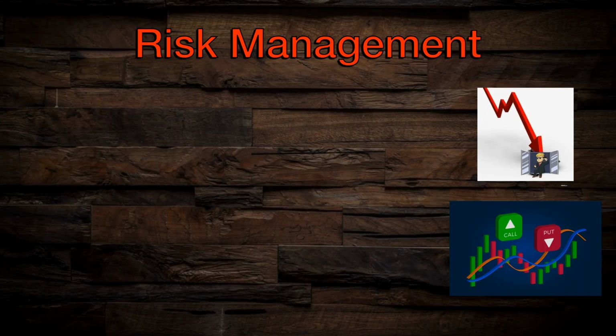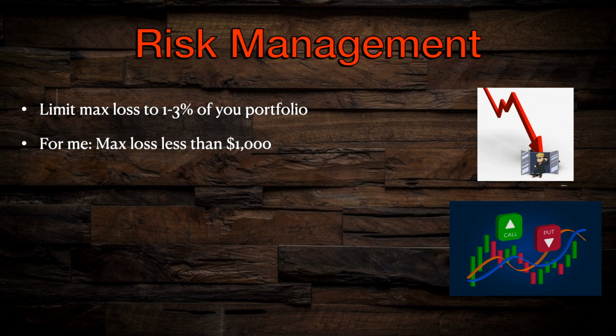Most portfolio managers set very specific risk management rules for their accounts. A pretty standard risk management practice is to limit your maximum loss on any one position to 1 to 3% of your entire portfolio value. This will look different for everyone, but for me that means I limit my maximum possible loss on short put spreads to less than $1,000.